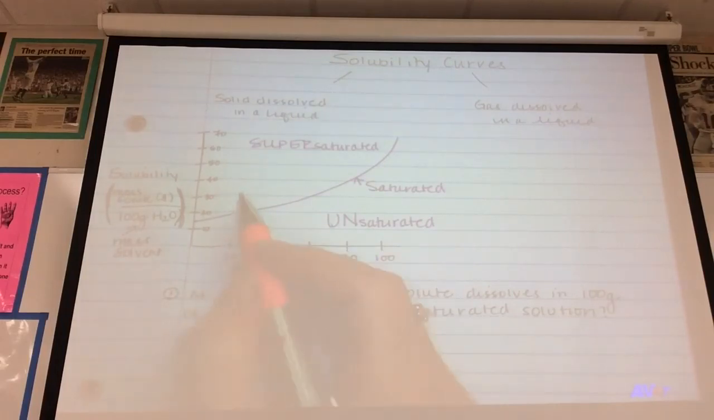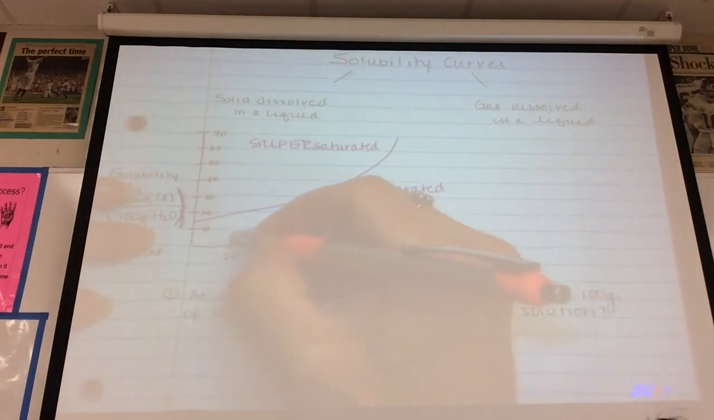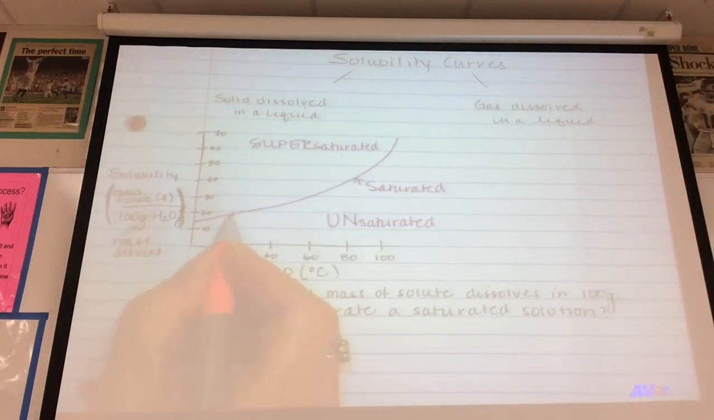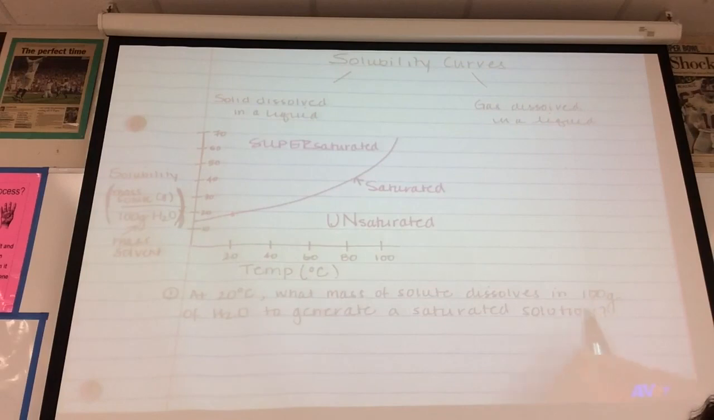So I look at 20 and I'm going to see where I hit the line, because I know on the line is saturated, and now I'm going to trace back, and it looks like that's about 18 grams of solute per 100 grams of water. So again, the temperature, go to the line because that's saturation, trace to the left, and that's the approximate mass of solute per 100 grams of water.